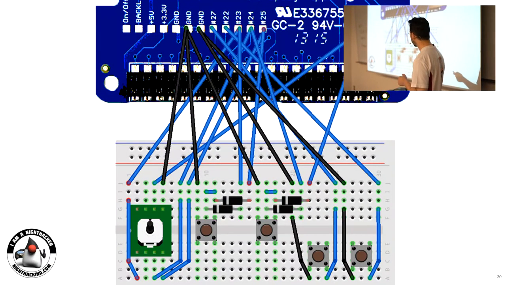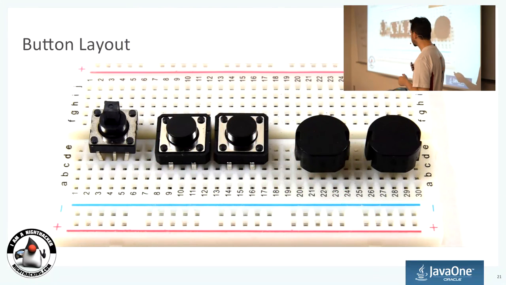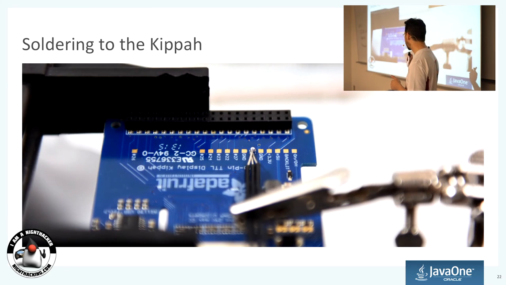This is the wiring for the Kippa board. This is a little controller I made out of a breadboard, just to try it out. And then you just solder to the Kippa like this.